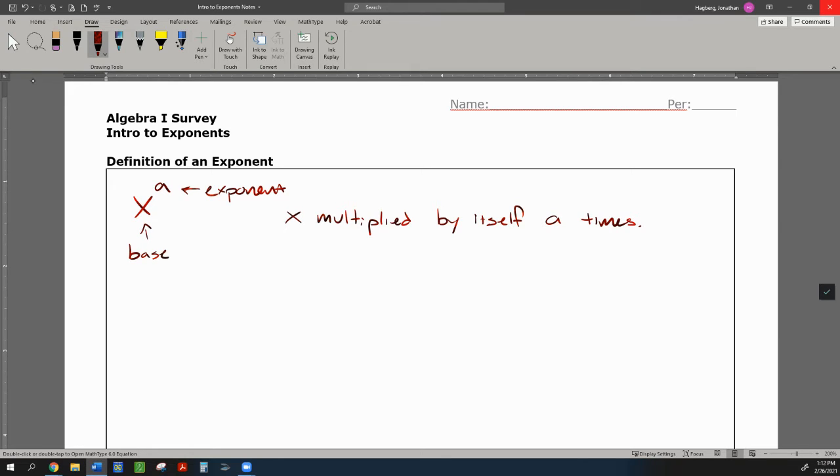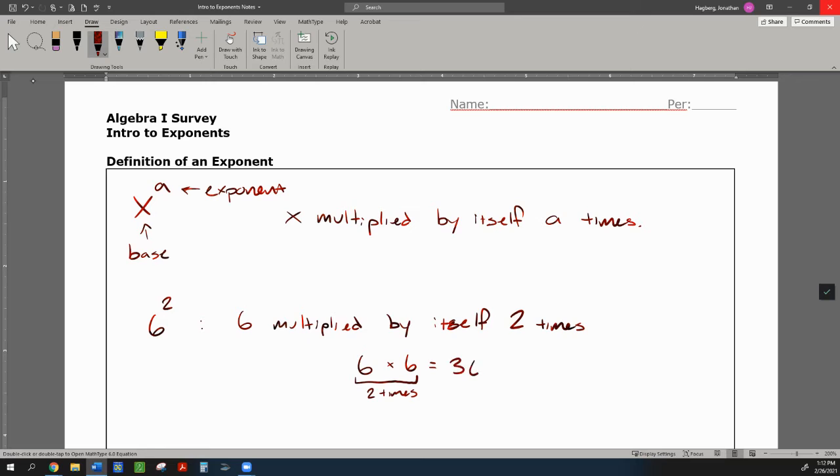So let's try it actually with some numbers. So if we were to say 6 to the second power, then we would say this is 6 multiplied by itself 2 times. Or in other words, 6 times 6. So note that this is 2 times. Well, we know what 6 times 6 is. 6 times 6 is 36. So 6 to the second power is evaluated to 36.